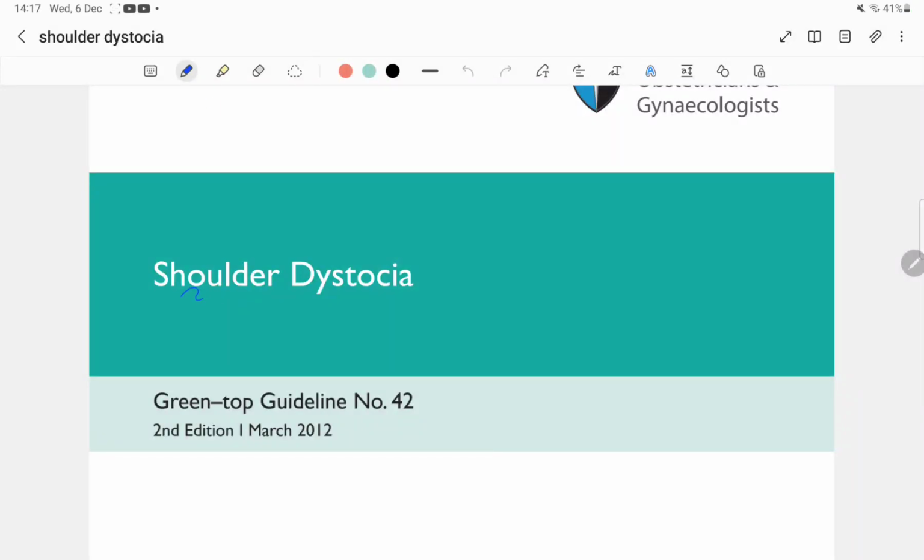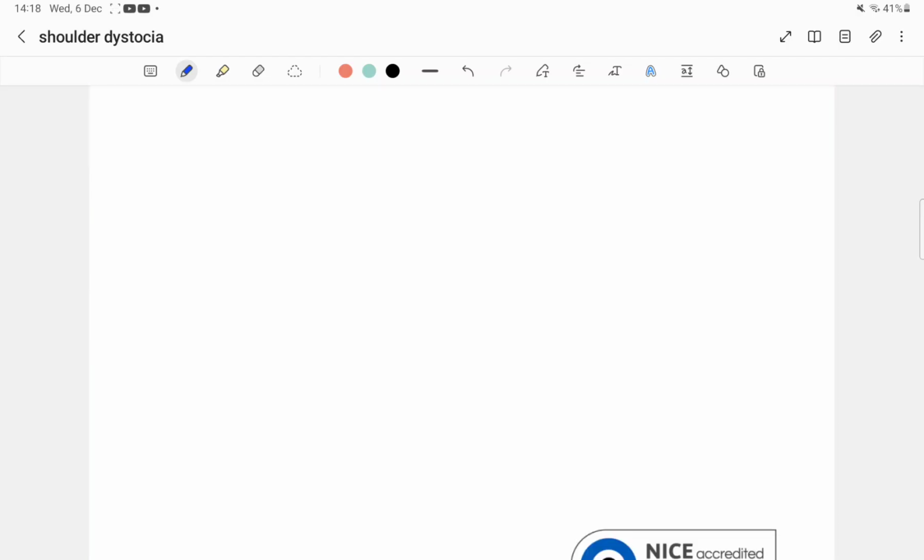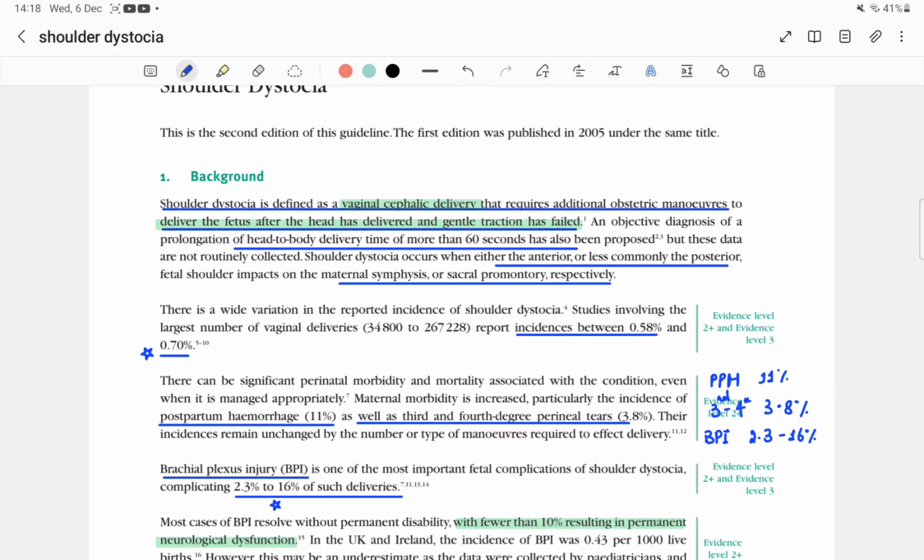Bismillahirrahmanirrahim. Today the topic under discussion would be shoulder dystocia. It is Green Top guideline number 42. It is one of the important guidelines for your MCQs, for the clinicals, as well as for your daily routine practice. So let's start this guideline.